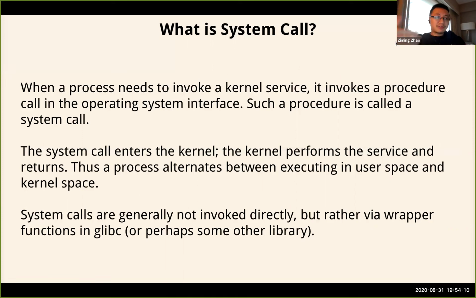So the kernel provides some kind of service using system calls, and the program can invoke system calls, and the system call will make the CPU go into the kernel, and the kernel will perform some service, then eventually return back to the program. So obviously the program alternates between executing in user space and kernel space. Of course, usually even if you program in C, you do not directly invoke system calls. You use some wrappers in the C library to do system calls.